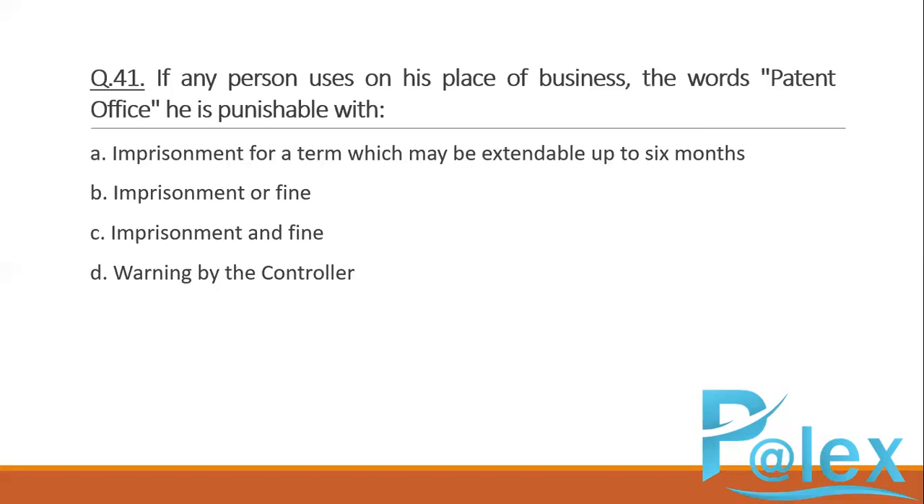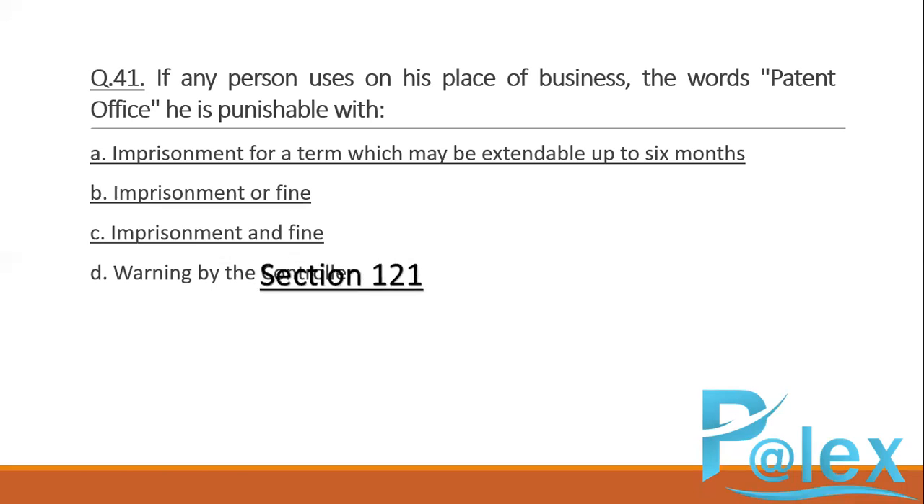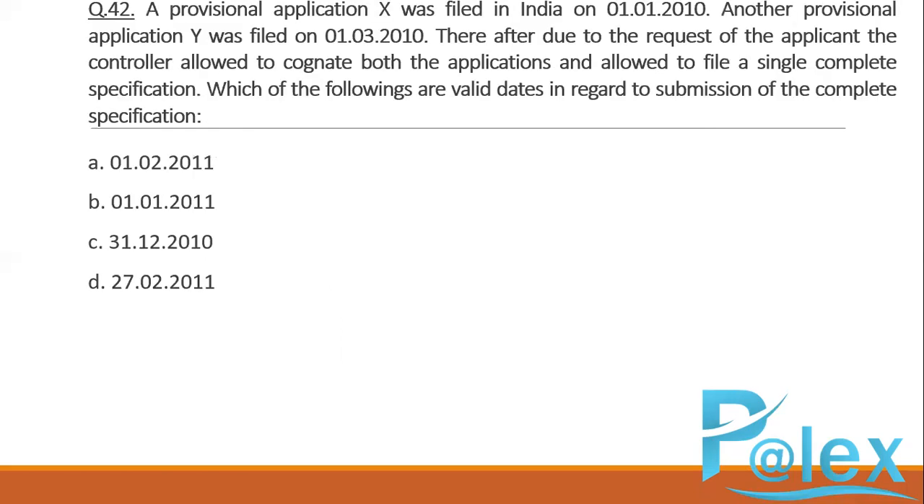Now if any person uses at his place of business the words patent office, he is punishable with: the options given are imprisonment up to 6 months, imprisonment or fine, imprisonment and fine, warning by the controller. Herein the correct answers are A, B, C. So there can be 3 separate things: imprisonment, imprisonment or fine, and imprisonment and fine. So you have to select all these 3, then only you would get those 3 marks. So this is under section 121.